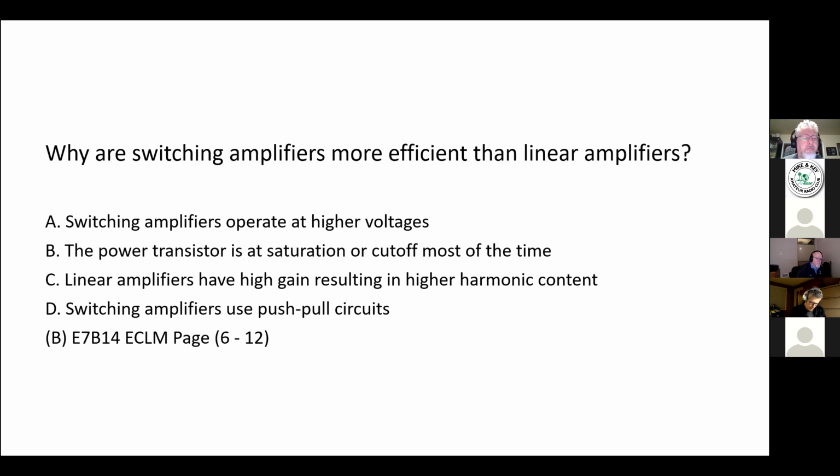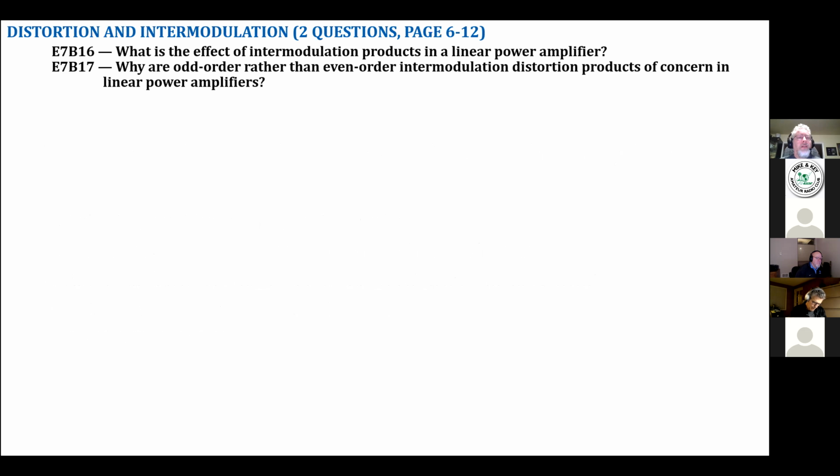Bravo is correct. The power transistor is at saturation or cutoff most of the time. Now we'll go into distortion and intermod.